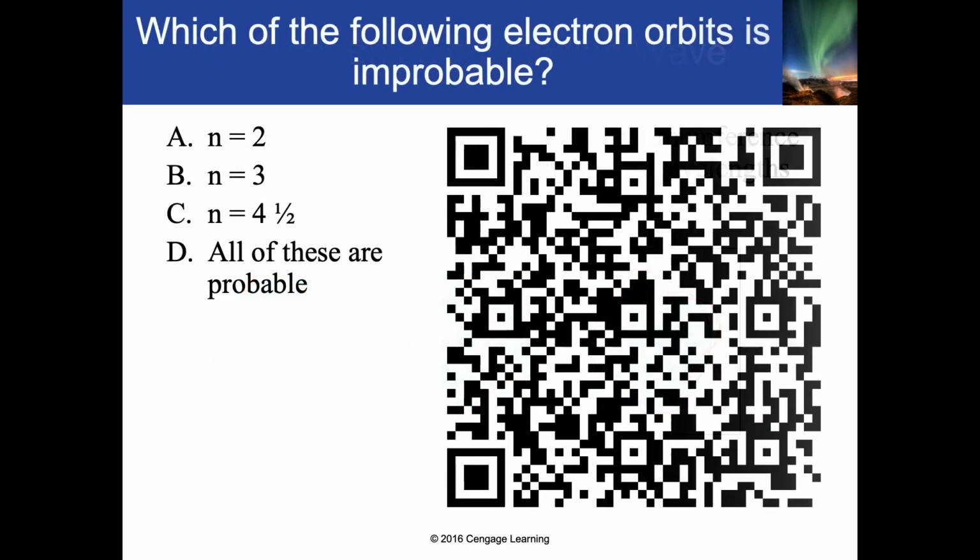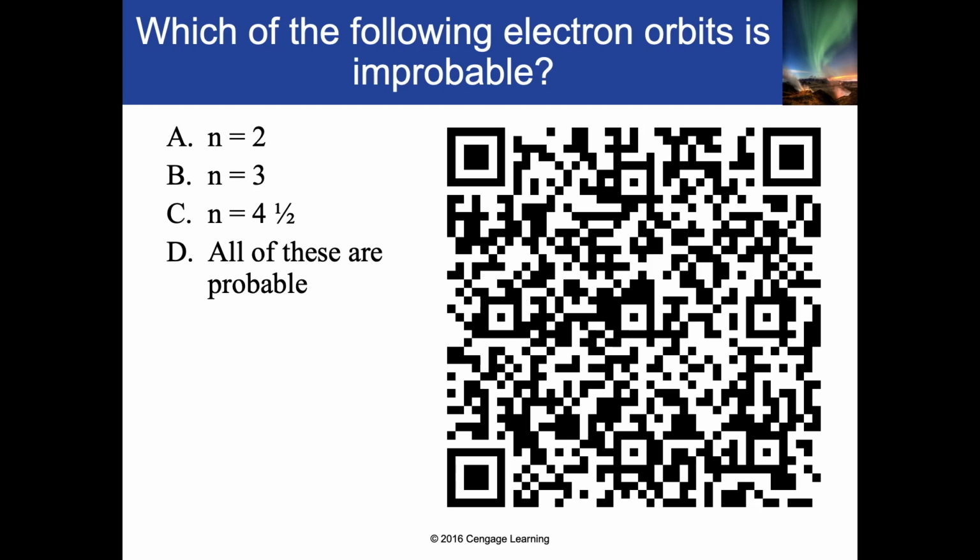Which of the following electron orbits is not probable, or improbable? An n equals 2, an n equals 3, an n equals 4 and 1/2, or all of these are probable. I can't find this particular question, but I'll tell you now. I'll find it later when I actually have to count up all your points. The answer to this one is obviously C, the 4 and 1/2. That is improbable.